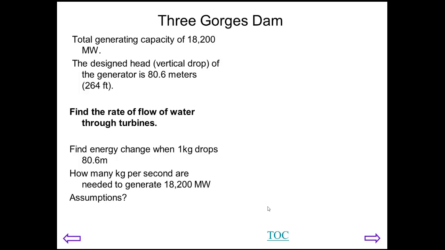What are the assumptions that you're making? Well, we're making the assumption that all the gravitational potential energy is turning into kinetic energy, and then that can all be turned into electrical energy. Of course, the generator is not 100% efficient, so you will actually have to have a greater flow of water to produce 18,000 megawatts.